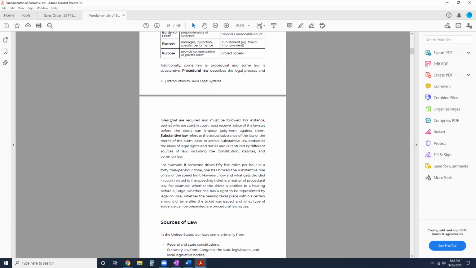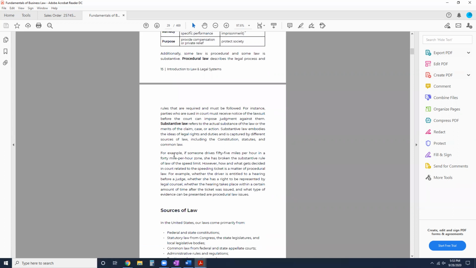On the other hand, substantive law deals with subject matter. So the actual topic of law we're talking about, whether it's a crime, whether it's a lawsuit, whatever, all right? And they give a really nice example that helps explain the difference between substantive and procedural law. If you're driving beyond the speed limit, you're breaking the substantive law, the subject matter of speeding. However, how you can appeal your case in court and how you can argue your case in court is handled within procedural law. Okay.